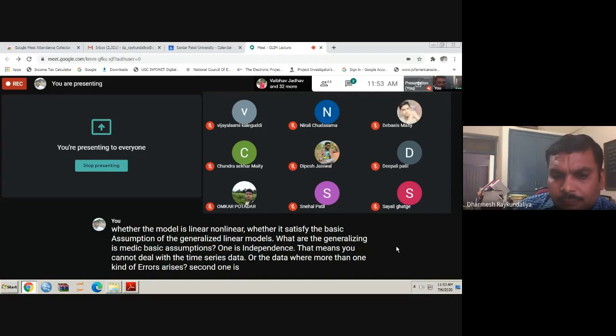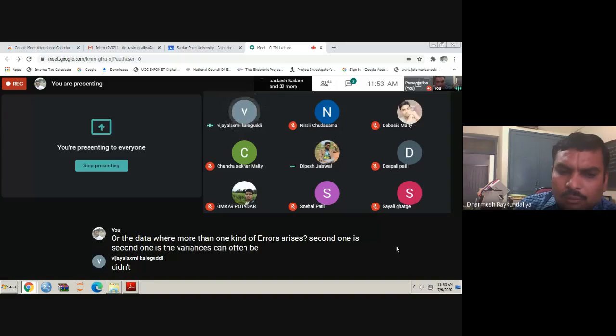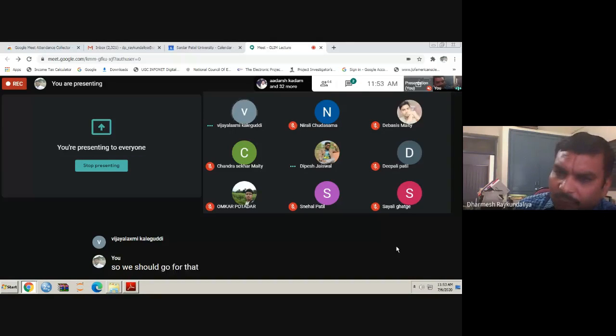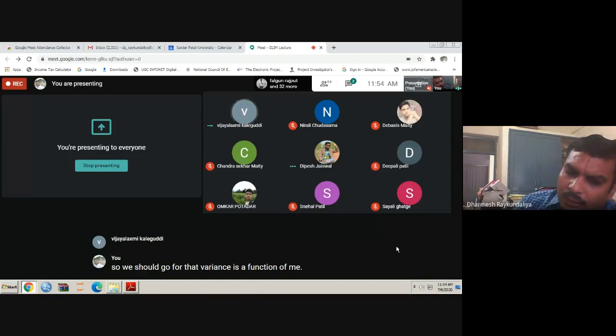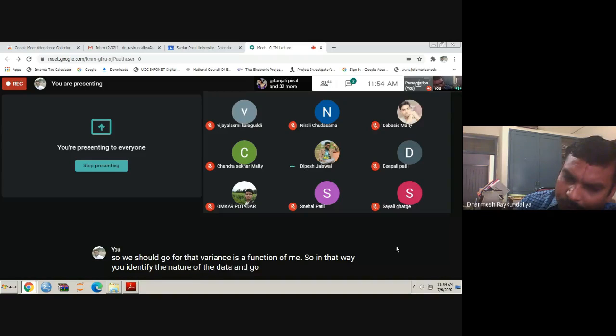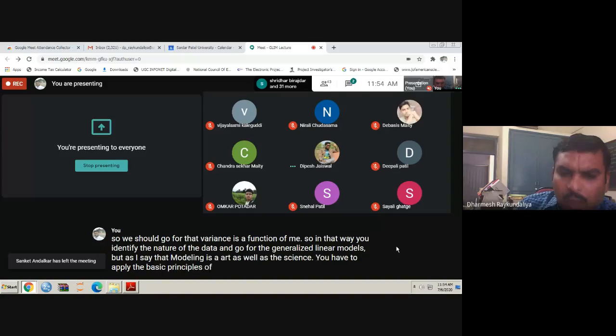The second one is that the variance is a function of the mean. So in that way, you identify the nature of the data and go for the generalized linear models. But as I say, modeling is an art as well as a science. You have to apply the basic principles of science and apply your own experience while developing a model.